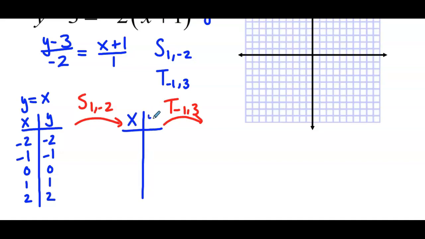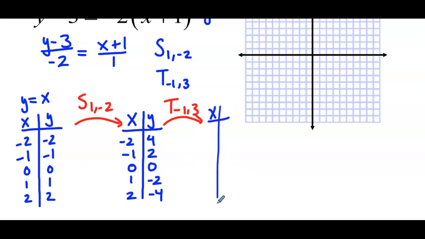Okay, so first, multiplying each point, x by 1, y by negative 2, we get negative 2, 4, negative 1, 2, 0, 0, 1, negative 2, 2, negative 4. Then we're going to take our scaled points and we're going to translate them. So subtract 1 from each x, add 3 to each y. So negative 3, 7, negative 2, 5, negative 1, 3, 0, 1, 1, negative 1.